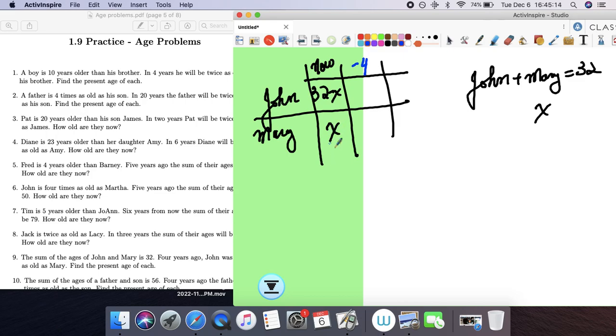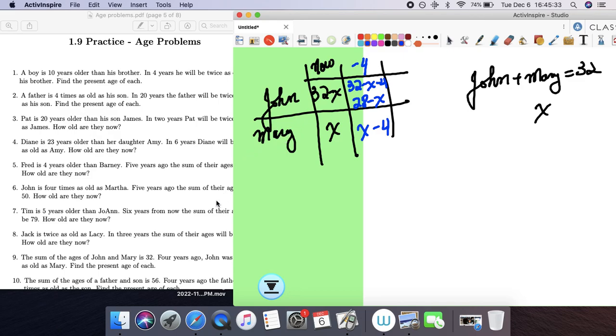So Mary is currently X years old. So 4 years ago, she was X minus 4. John is 32 minus X years old today. So 4 years ago, he's 32 minus X minus 4. We can combine like terms, 32 minus 4, that's simply 28 minus X. So now we know their ages 4 years ago.